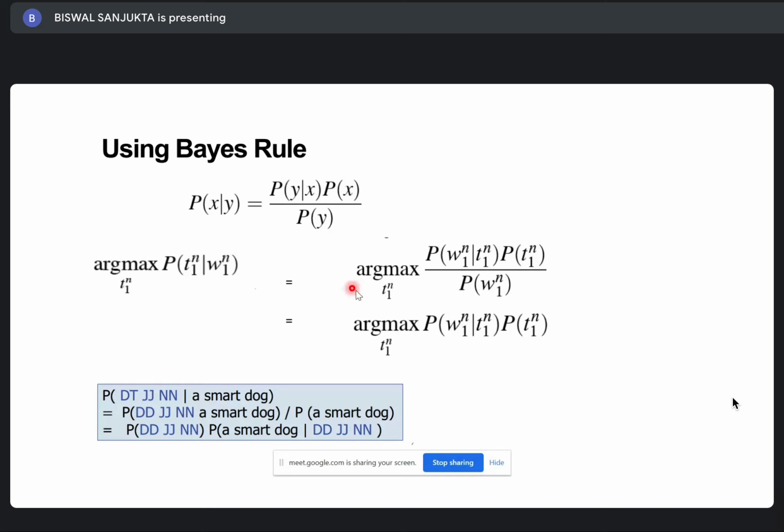And argmax we need to take whenever we have two things to compare. Like I told, I have an example, a smart dog. Are you going to tag this a smart dog as DT JJ NN or DT DT DT? In that case I need to find the probability and compare, and wherever it is maximum, I have to take that. So that's why this argmax comes into the picture. We have just added this argmax.